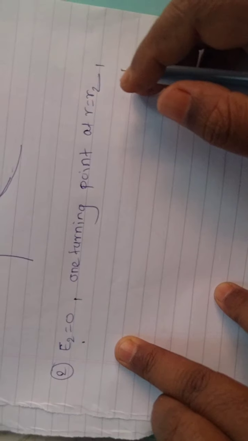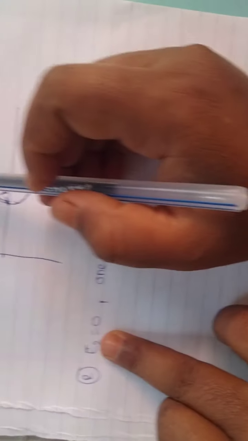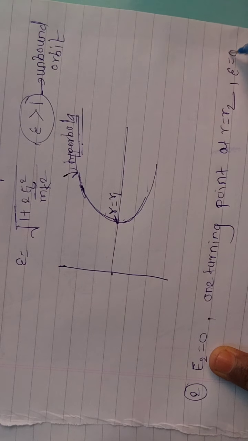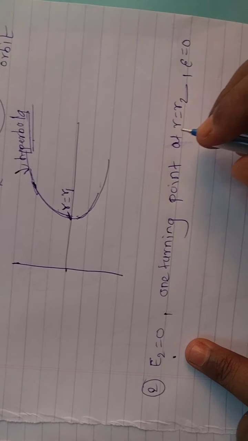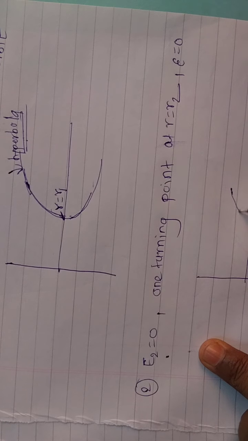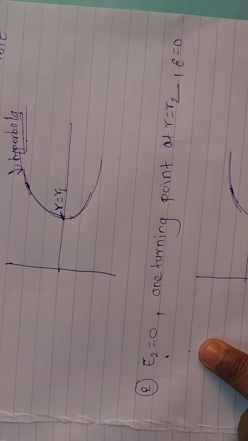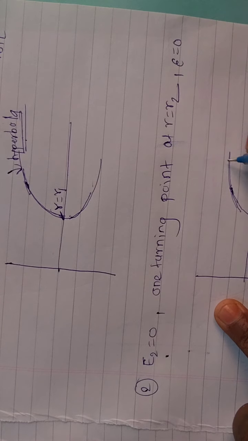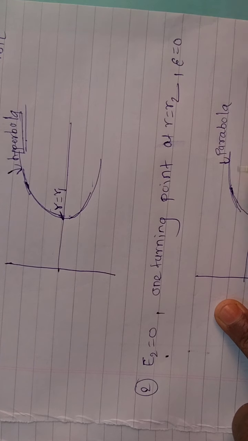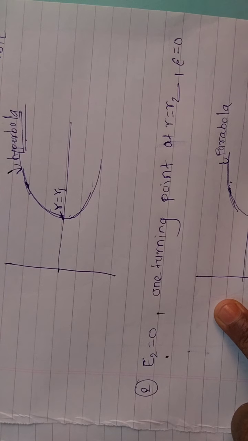So here, suppose we put E2 equal to 0 in this eccentricity equation, the eccentricity becomes 0. Okay, when eccentricity is 0, this particle is moving in a parabola. This is the parabola, with the turning point at r equal to r2.